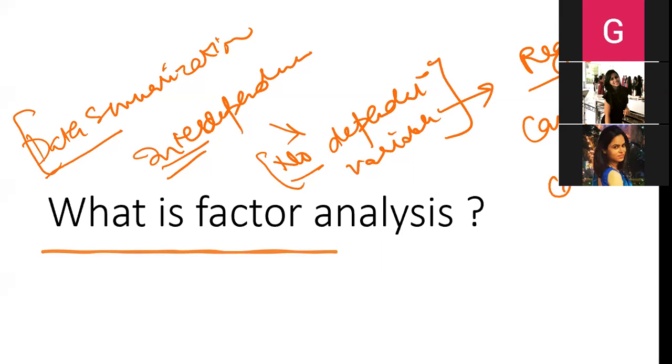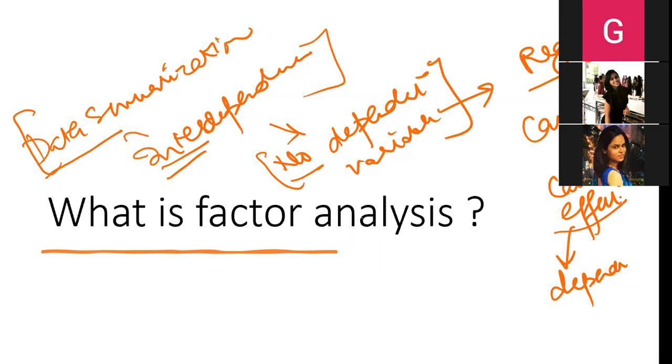You are checking cause and effect in regression. The effect is checked in the dependent variable, and the cause is the predictors, that is, the independent variables. So in regression, where you have a dependent variable, it is a dependence method. But factor analysis is an interdependence method.